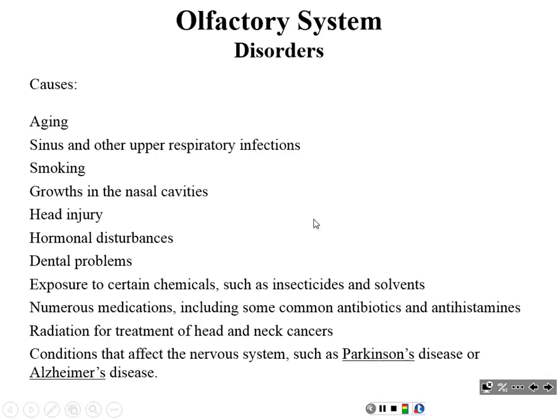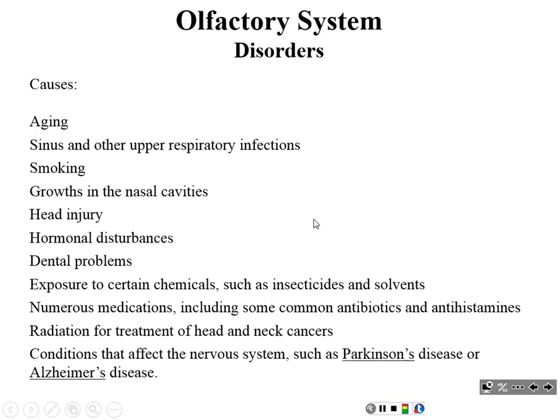Causes are all over the place. Aging is the most common one. With age, we lose the sense of smell. Sinus and upper respiratory infections are a big cause. Smoking, growths inside the nasal cavity, head injuries, or hormonal disturbances. Dental problems, also exposure to certain chemicals such as insecticides and solvents. People working in mines or in very dirty environments have the sense of smell affected.